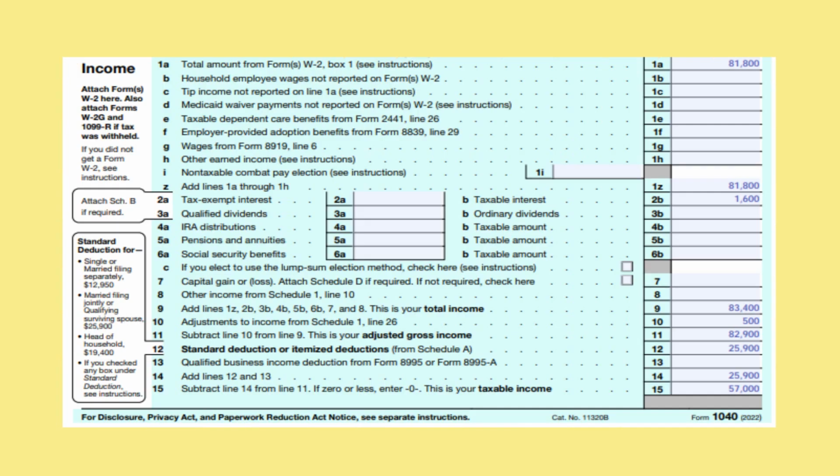On line 3A, put your qualified dividends. And on line 3B, your ordinary dividends. You would have received these amounts on a Form 1099.